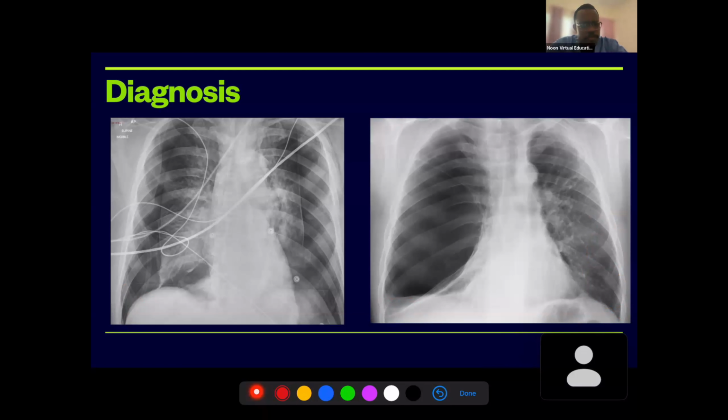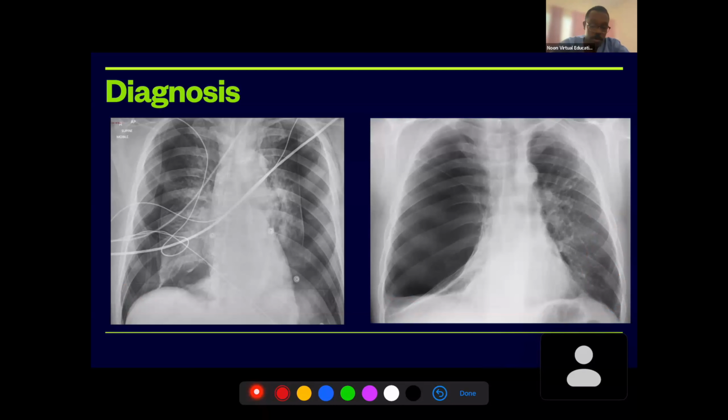I think this is the time. It is very simple and very easy to diagnose pneumothorax: lung collapse, absent lung tissue in the affected side, visible pleural line, and deep sulcus line. So this is about the image on the right side.